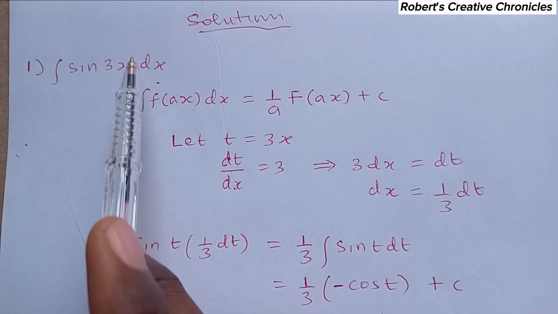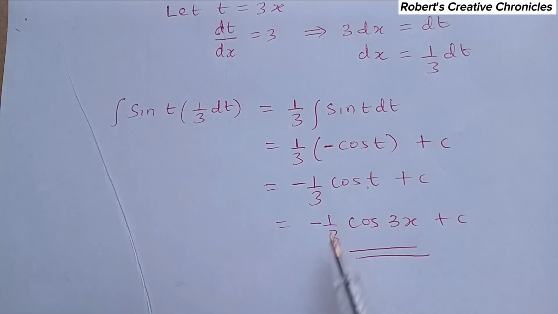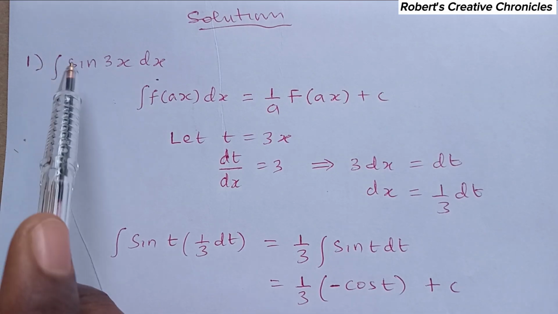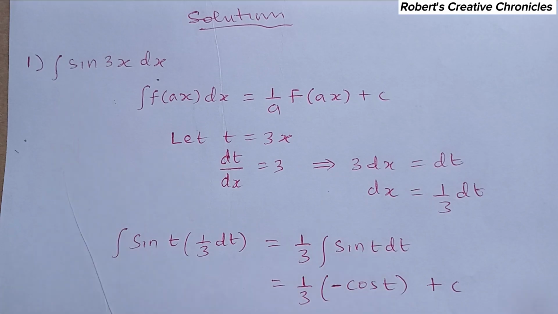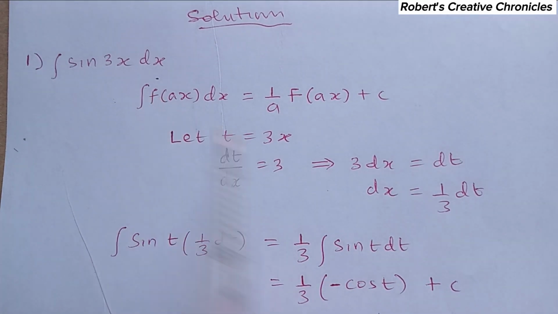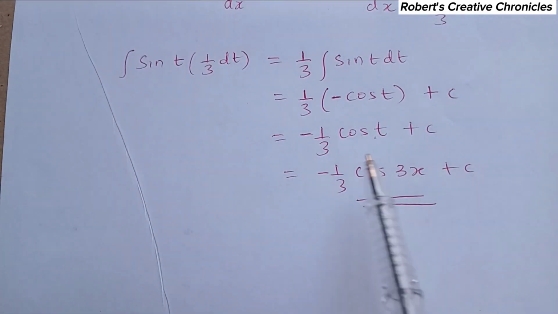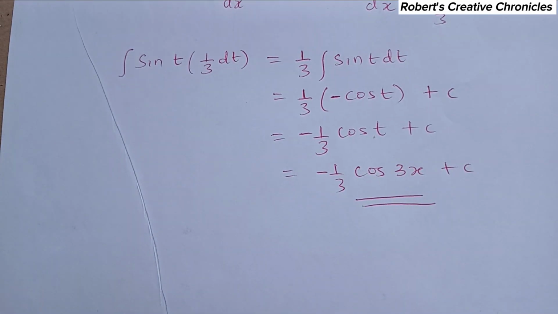So we'll just differentiate this. You differentiate 3x, you get what? You get 3. So 1 over 3. You see? Then integrate the outside function, which is sine. The integral of sine is what? Negative cos. Then you put 3x. Negative cos 3x. Then if you multiply them, you get negative 1 over 3 cos 3x plus c.